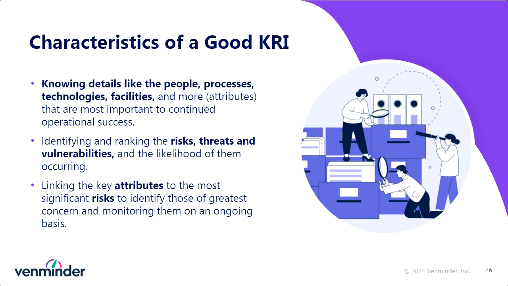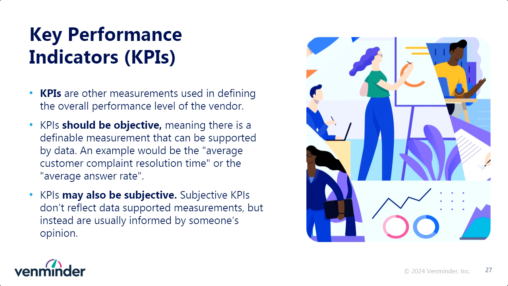And then lastly, you have KPIs, or key performance indicators. KPIs are other measurements used in defining the overall performance level of the vendor. They should be objective, meaning that there is a definable measurement that can be supported by data. Your KPIs generally establish the specific day-to-day activity that is being monitored and measured to assess the performance of your vendor. And to monitor KPIs effectively, you need access to reports and data, whether they're provided by your third party or whether you have them yourselves.